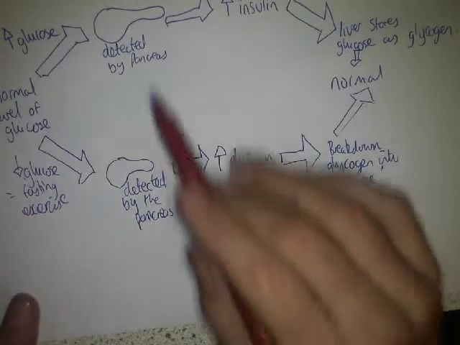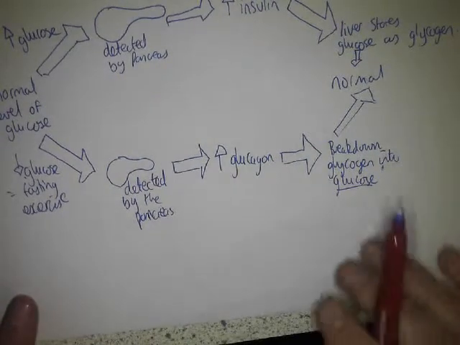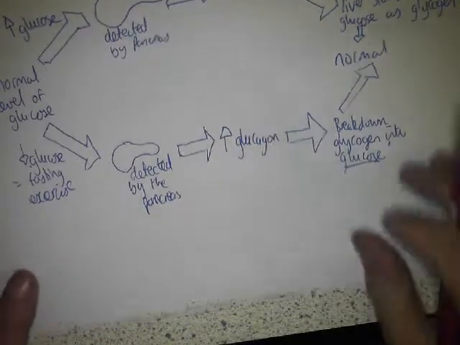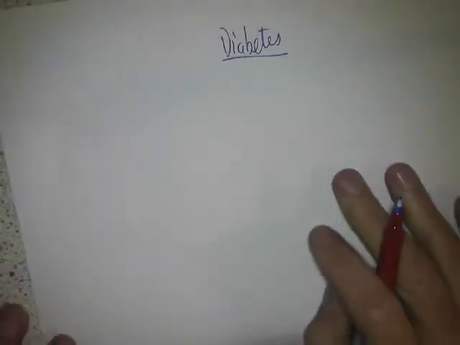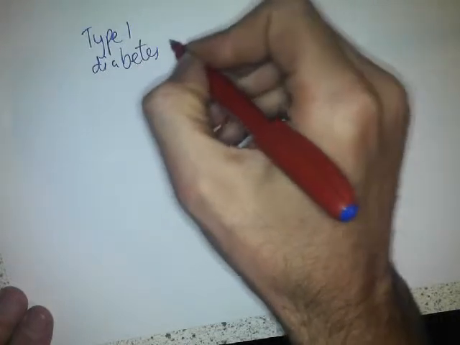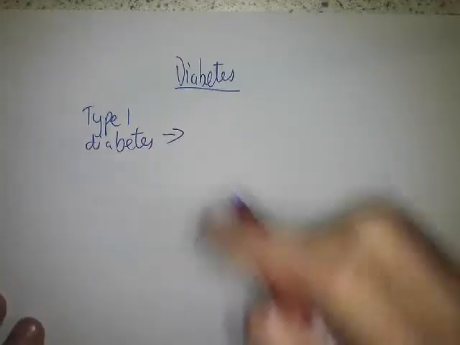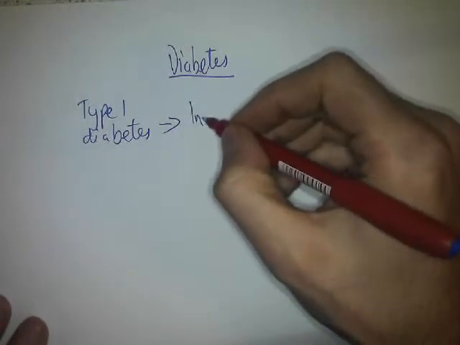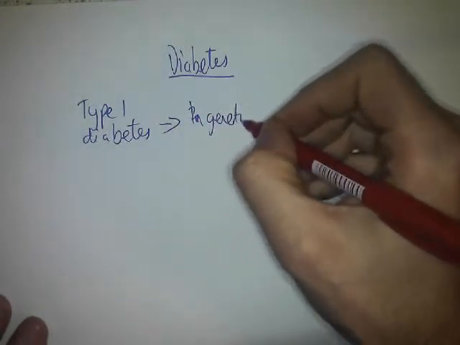However, if there is a failing of one of these processes, then a person may succumb to a disease called diabetes. So let's get on the piece of paper. And what you need to know about diabetes are the two different types, how they are caused, and the treatment for those two different types. So here we go. Type 1 diabetes. Type 1 diabetes. And this is inherited. Not inherited, it's genetic.